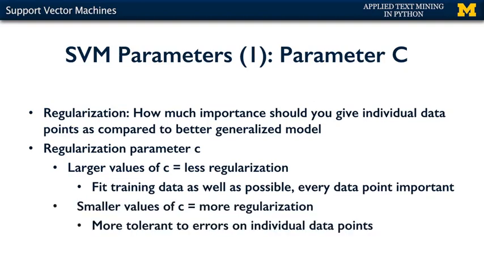Whereas smaller values of C mean there is more regularization, where you are tolerant to errors on individual data points as long as in the overall scheme you're getting simpler models, let's say. So the generalization error is expected to be low. The default value in most of the packages is 1, but you could change that parameter depending on how important you want your individual data point classifications to be.